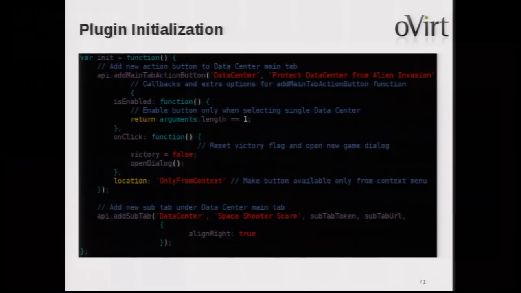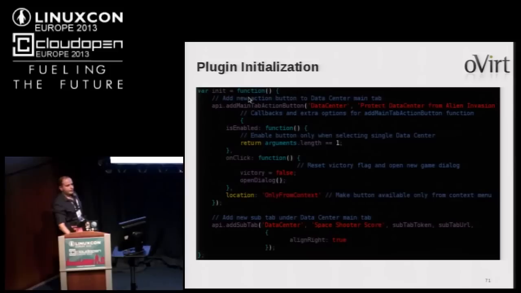If I show you the code for that, again, very simple. I created an init function that adds a new main tab action button. You saw I have a new action button. The scope was a data center. I protected my data center from alien invasion. It's enabled only if one data center is selected. And when I click on that, it calls the open dialog function.